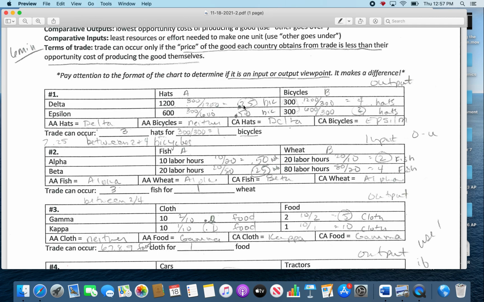Anytime the opportunity cost is less than 1 for both of them, we're going to use 1. So for trade, we're not looking at the lowest opportunity cost, but the terms of trade is going to be where it falls in between. So if they're both below 1, we're going to use 1. Over here, for bicycles, the terms of trade would be in between the 4 and the 2, which is 3. So trade can occur as long as we are doing 3 hats for 1 bicycle.